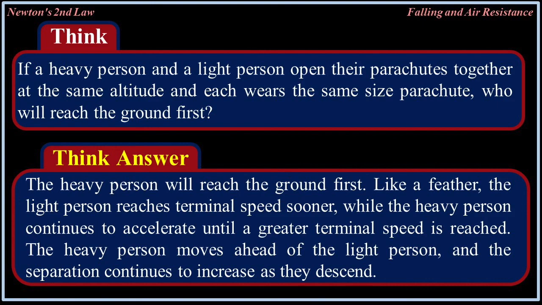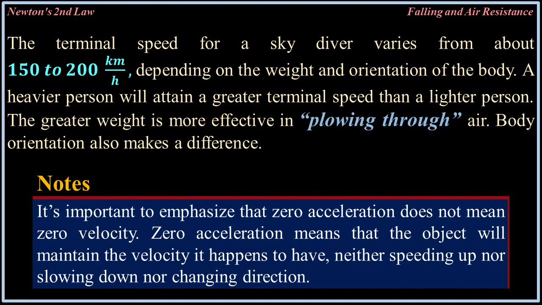The terminal speed for a skydiver varies from about 150 to 200 kilometers per hour, depending on the weight and orientation of the body. A heavier person will attain a greater terminal speed than a lighter person. The greater weight is more effective in plowing through air. Body orientation also makes a difference.